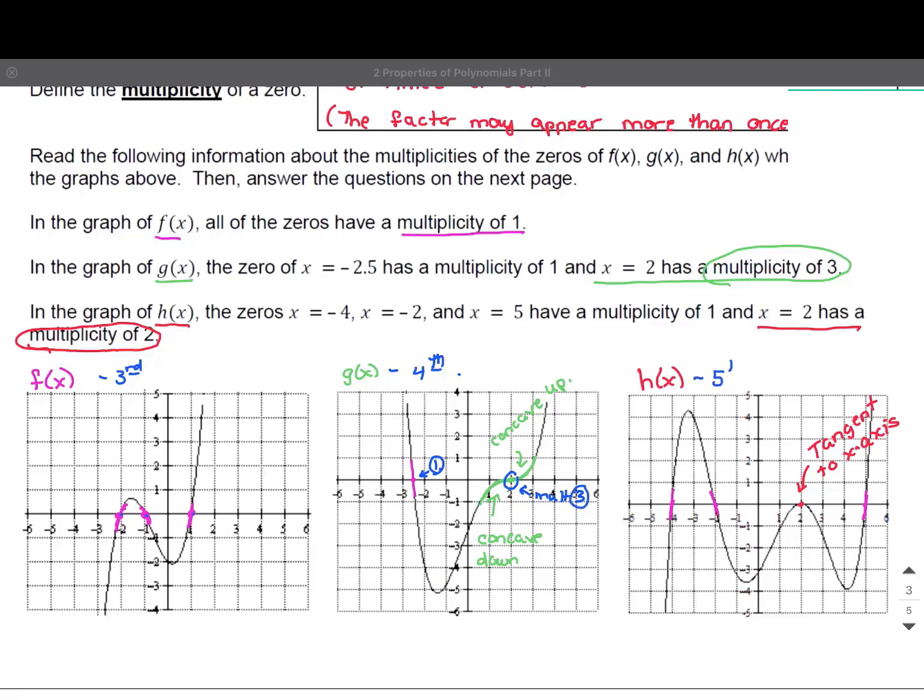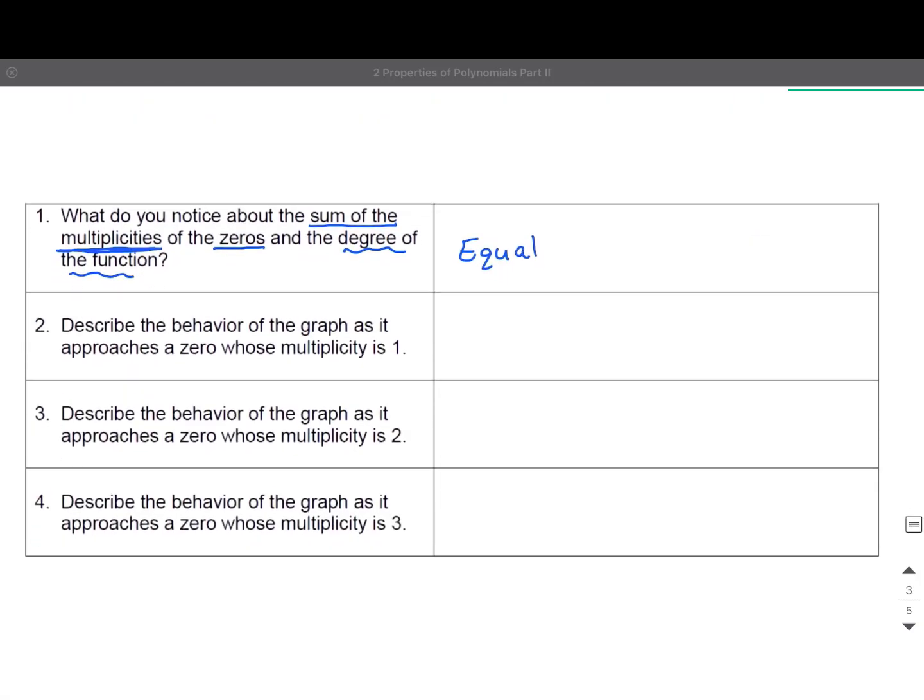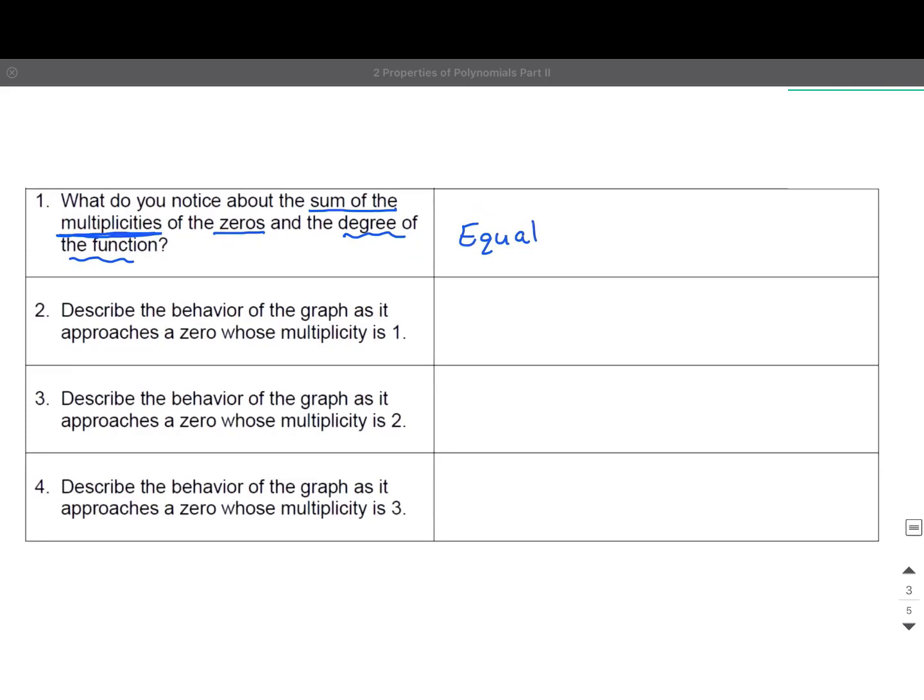h of x was a quintic, a fifth degree polynomial. This was a root of multiplicity 2, plus 1 plus 1 plus 1. So 2, 3, 4, 5. When you add up the multiplicities, that will be the same as the degree of the function. Okay? Now, let's describe the behavior of the graph as it approaches a 0 whose multiplicity is 1.